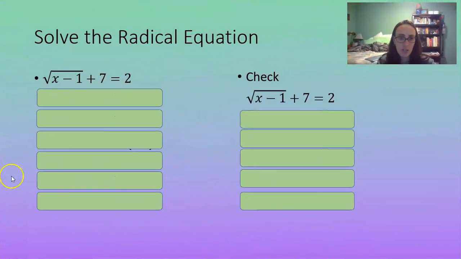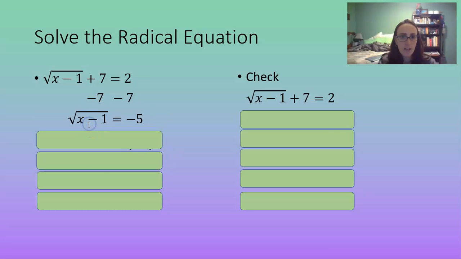Solve the radical equation. The square root of x minus 1 plus 7 equals 2. Anytime I solve a radical equation, I want to get so I have nothing but the radical on one side of the equal sign. So that means the first thing I want to do is get rid of this plus 7 that's not in my radical.